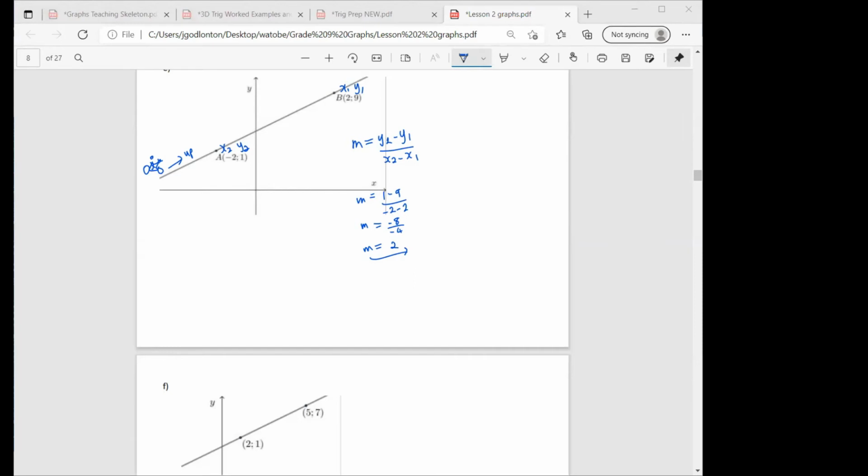It is not 0 because that would mean that I haven't got a slope at all. That means it would be a flat distance.